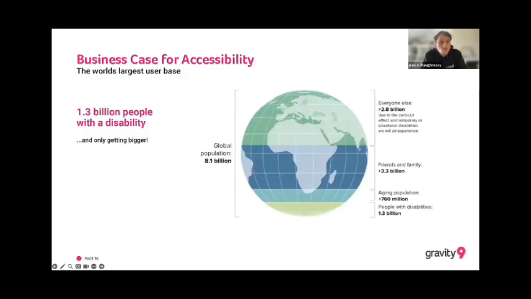Okay, so on to the business case for accessibility. And I guess you might ask what could be the business case for it. The first reason is that there is actually an awful lot of people in the world who themselves have a disability. You can see here from the diagram, 1.3 billion people have a disability. And then when you add up the aging population and the friends and family, that brings you to 5 billion people. And not to mention, if you're thinking about people with situational or temporary disabilities, that number gets even bigger again.